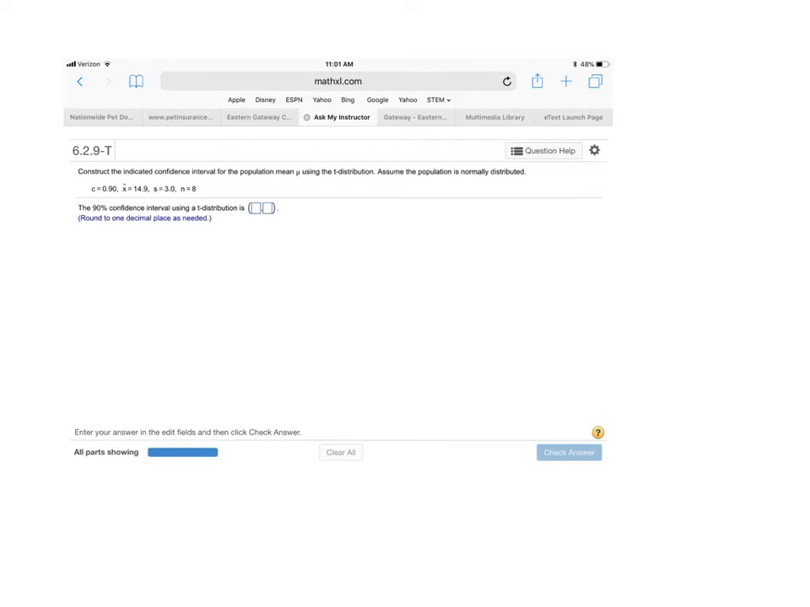So we're given the confidence level as 90%. We're given a sample average X bar of 14.9, a sample standard deviation of 3. Notice it's S, not sigma, which is why we have to use the t-distribution rather than the z-distribution or normal curve. And then N is 8.